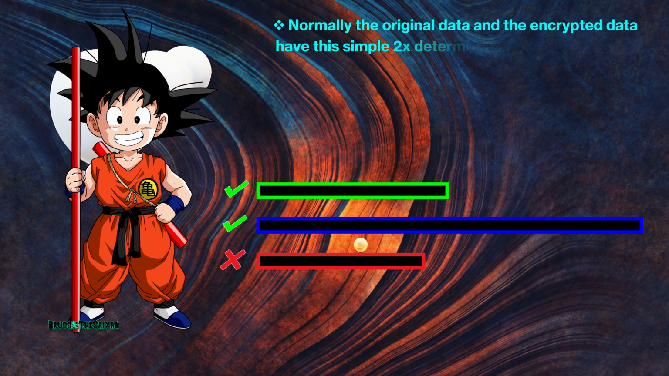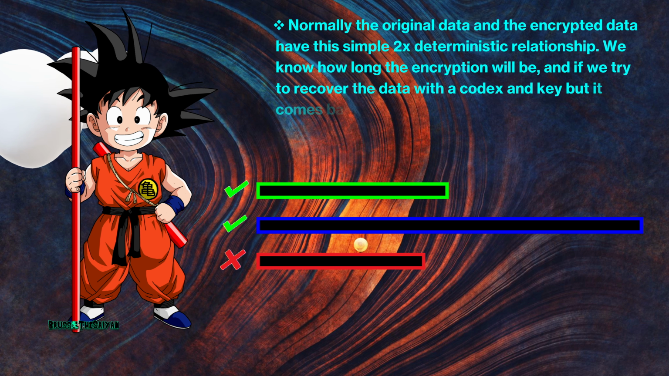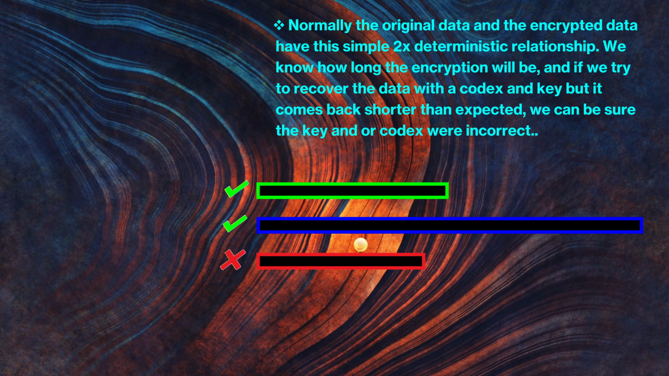Normally, the original data and the encrypted data have this simple 2x deterministic relationship. We know how long the encryption will be, and if we try to recover the data with a codex and key, but it comes back shorter than expected, we can be sure the key and/or codex were incorrect.